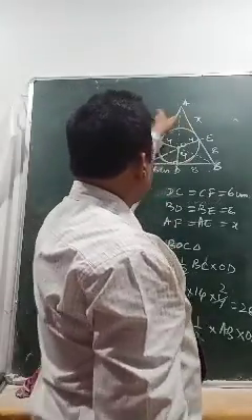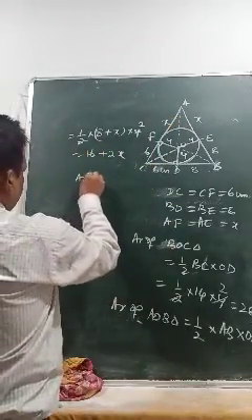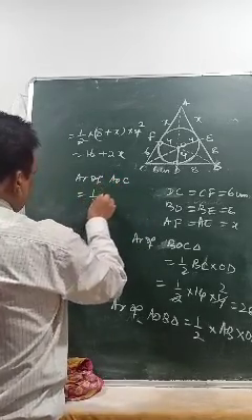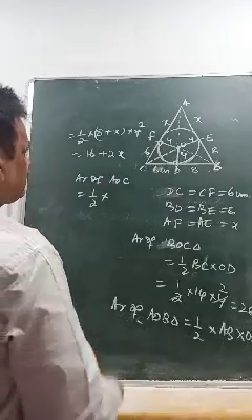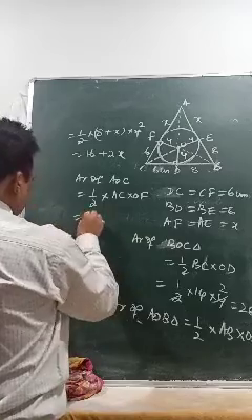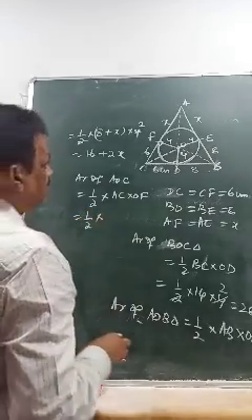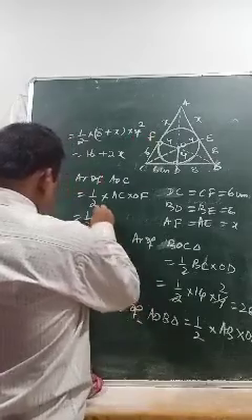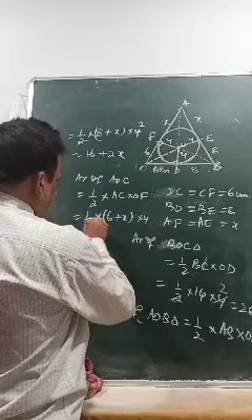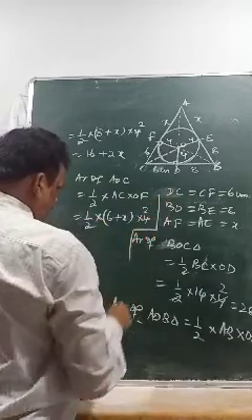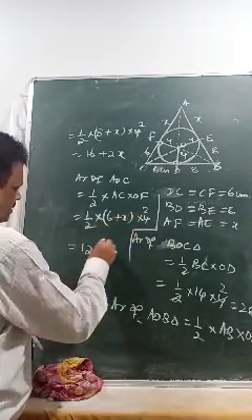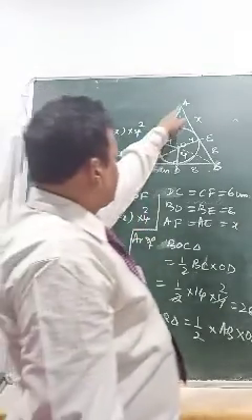Similarly, what is the area of AOC? Area of AOC, half, AOC is SC into OA. SC, what is SC? 6 plus x. OA is 4. How much did you get? 12 plus 2x. Now look, what is the area of the ABC triangle?